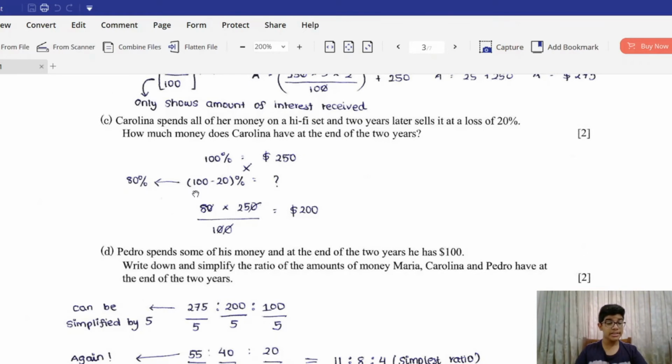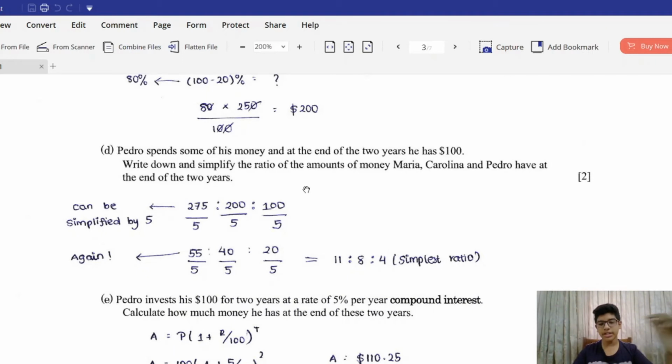How did I get 80%? 100 minus 20%. 20% is in the question. Subtract 20 because it's a loss. So she sold it at 80% of the price. So cross multiply and arrange it in the format I've shown you here. So 80 times 250 over 100, and we get that Carolina sold the hi-fi set at $200.